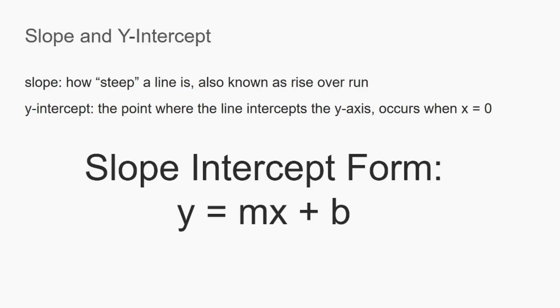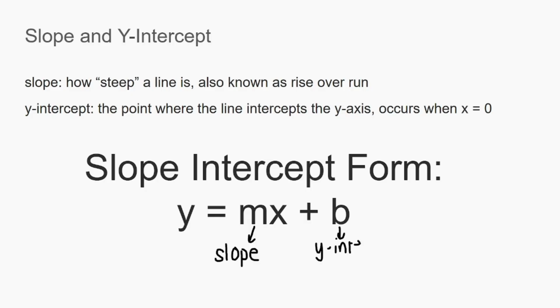On the bottom here, we have slope-intercept form, y equals mx plus b. The reason it's called slope-intercept form is because you can tell the slope and the y-intercept really easily by looking at this equation. So first, y equals mx plus b. M in this case is the slope, aka how steep that hill is, and b is going to be the y-intercept.